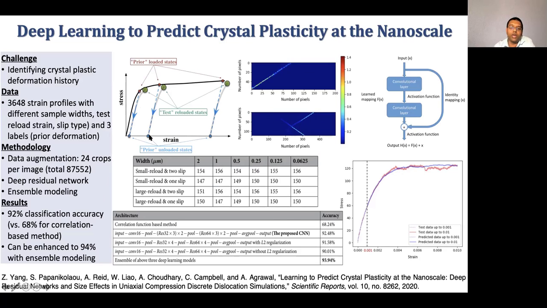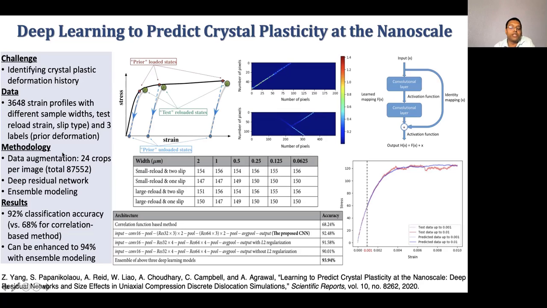The way they do that is to apply a small reload and take this material to this green point, which gives us the strain maps. We believe that these strain maps should have all the information that we need to identify the prior deformation history. We got strain profile data from our collaborator at West Virginia University, about 3,000 strain profiles with different sample widths from 2 microns all the way down to 62 nanometers, different test reload strain and slip types, so 1 slip and 2 slip systems, and then 3 levels of prior deformation, meaning to what degree the prior deformation had occurred.